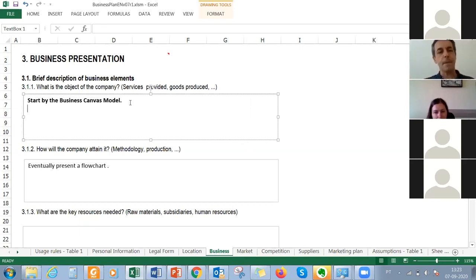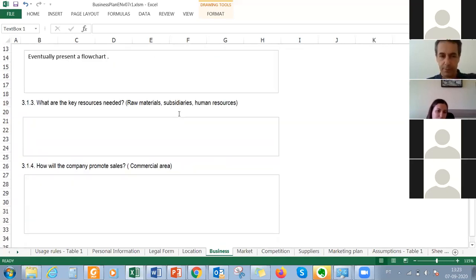So in this moment, we recommend that students, before filling in this part, work aside on a business strategy using, for instance, the business canvas model. So this is for business strategy. Okay. And a lot of information will appear.